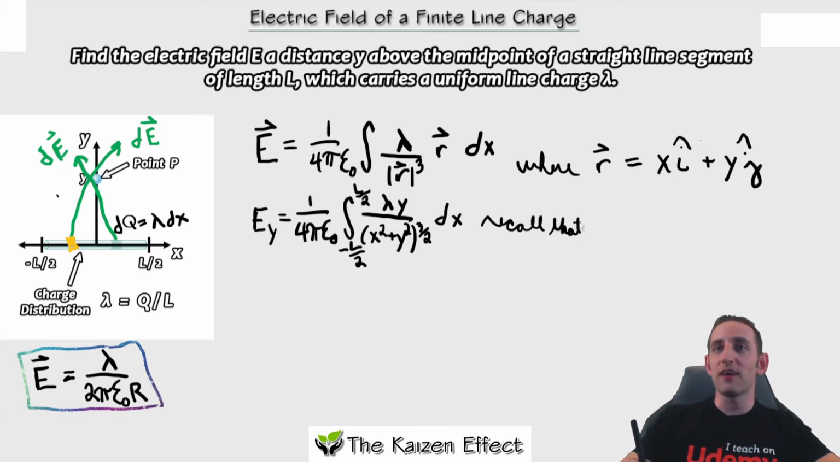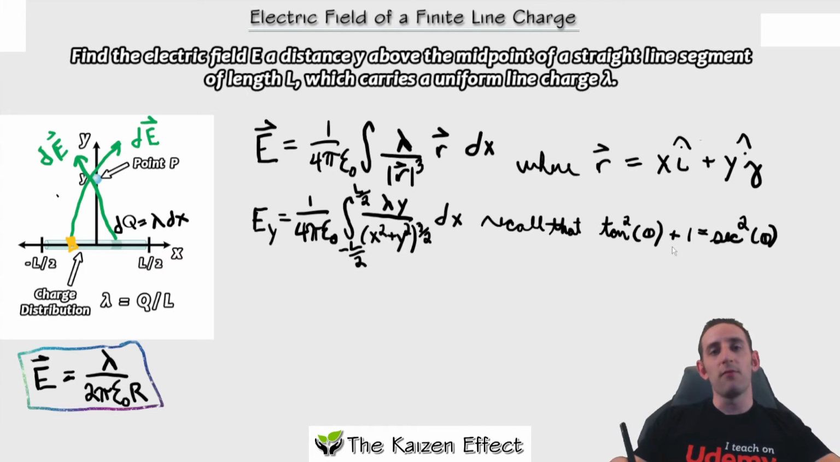Recall some trigonometric identities. So if you have tangent squared of theta plus 1, that is equal to the secant squared of theta. And this is the name of the game for a lot of trigonometric substitution. We see we have an x squared plus y squared over here. So if we could have a tan squared plus 1, we could pull the secant squared in, and when we throw everything on the top, do our substitution, you're going to find it's going to cancel out really nicely.